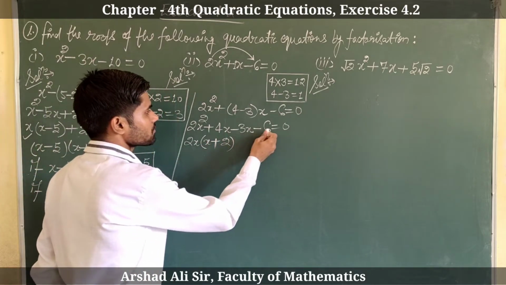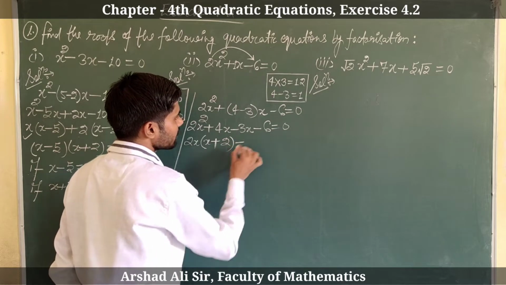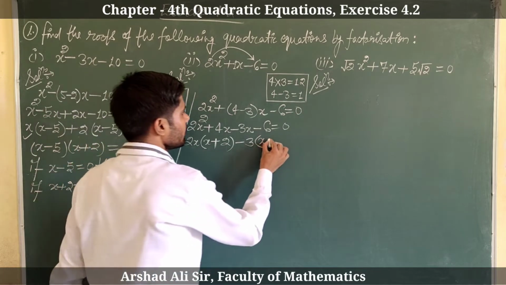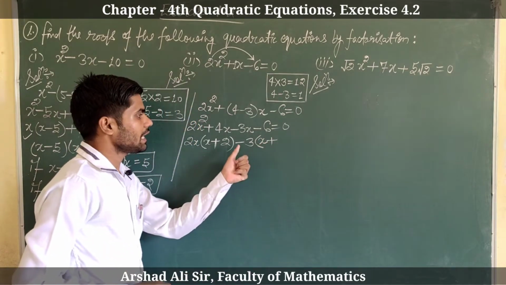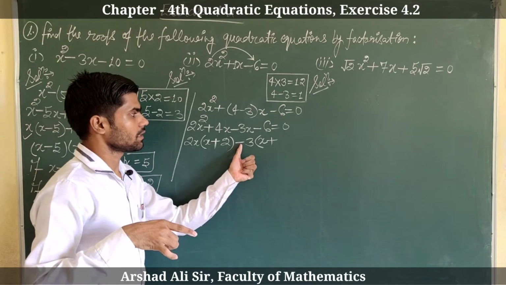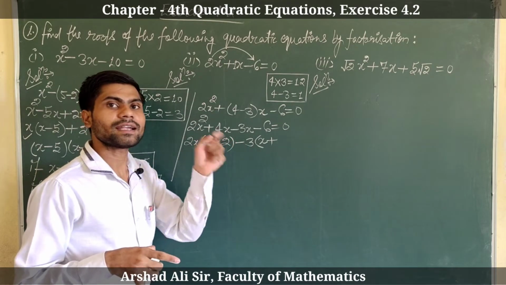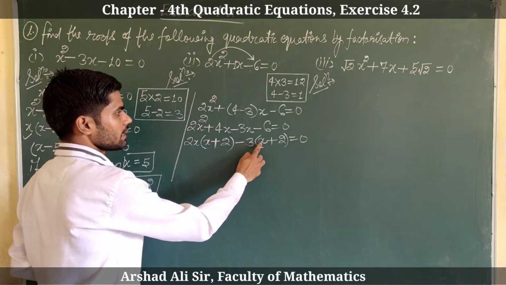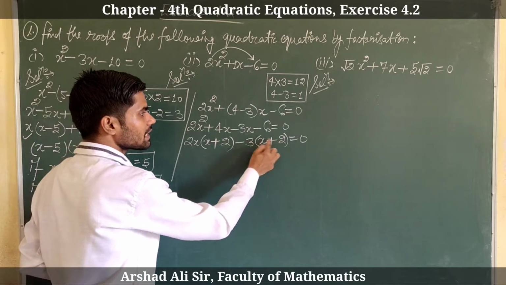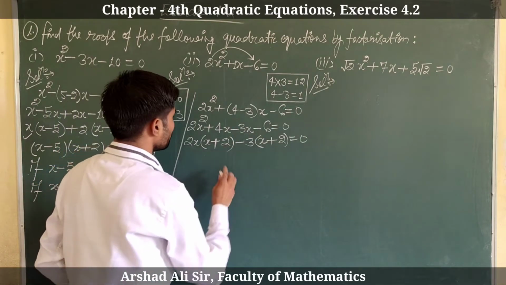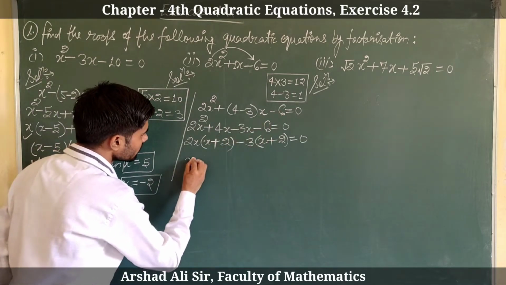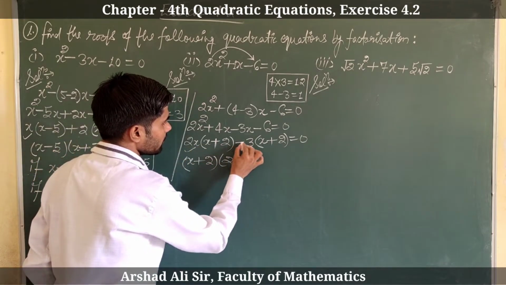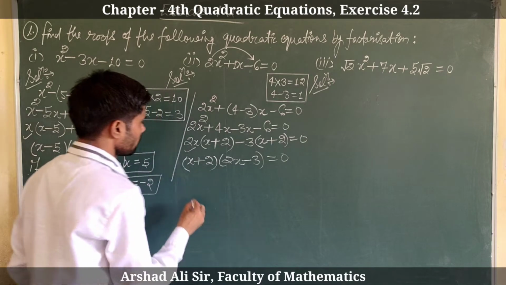Now from these two terms we can take minus 3 as common. Here we will get x and plus. Remember one thing, we have already taken the negative sign as common, so both the signs will be different in the bracket. x plus 2 is equal to 0. 3 multiply 2 is equal to minus 6. Now x plus 2 is common, we can write here. Now here 2x minus 3 is equal to 0.